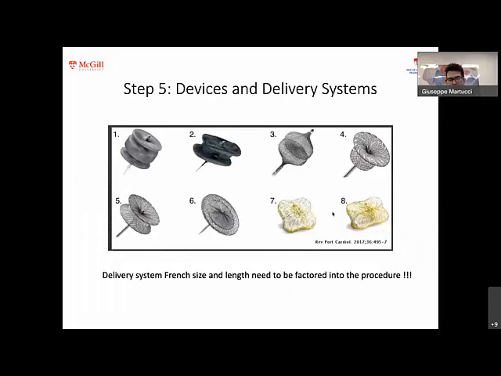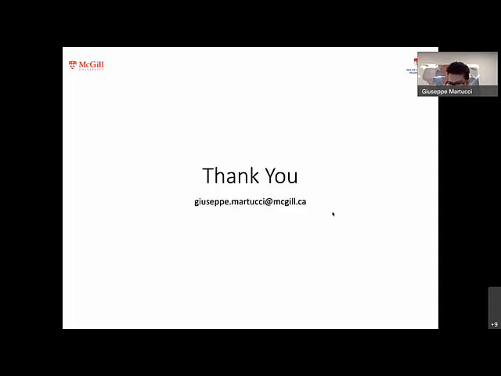There's certainly one device is certainly not better than the other, but these are the different devices that have been used. And that's all I was going to say, and I'd be happy to answer any questions later on in the presentation.